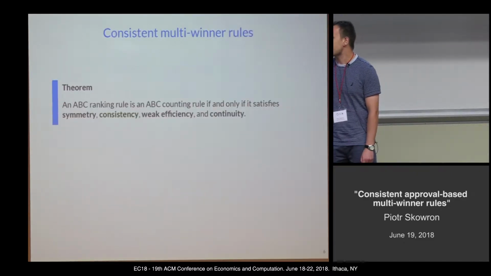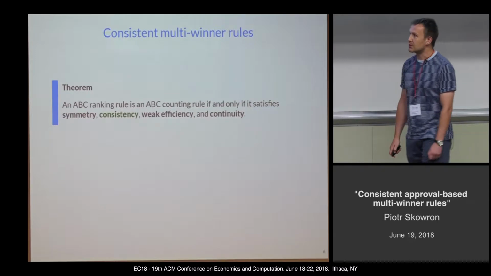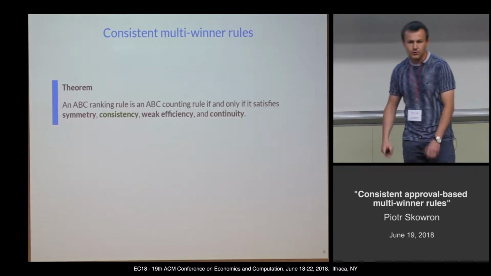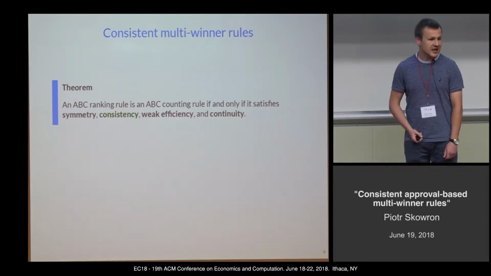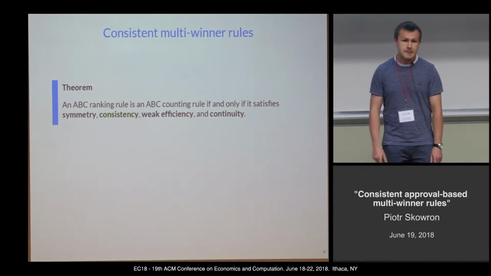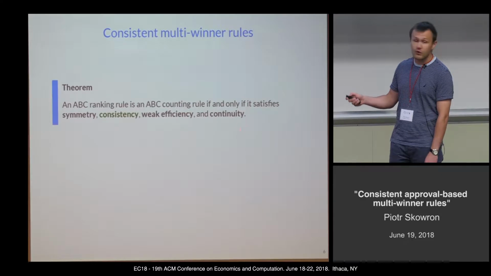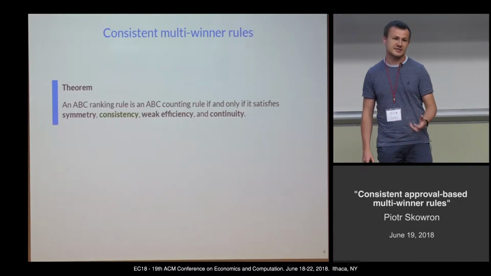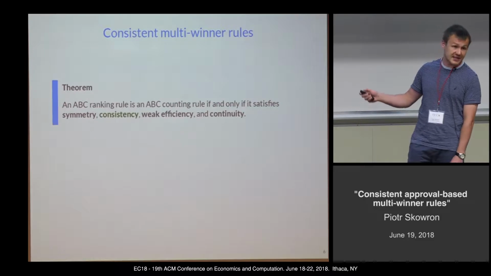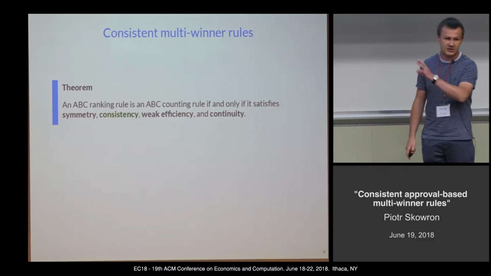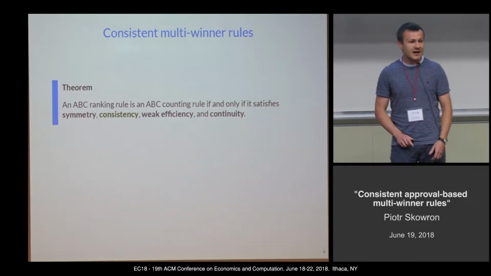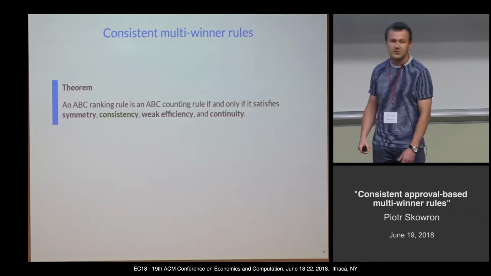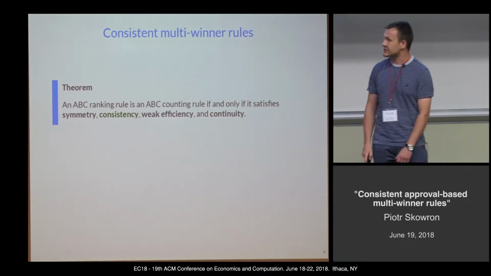a strict inequality. So formally, our result says that a ranking rule is an ABC counting rule if and only if this rule satisfies the axioms of symmetry, consistency, weak efficiency, and continuity. So you can see that here we have 4 axioms, but I put an emphasis on consistency. And even though the set of these axioms is minimal, so we cannot get the same characterization if we remove any of these axioms, consistency is in fact the most distinctive axiom that plays the most instrumental role in our characterization.